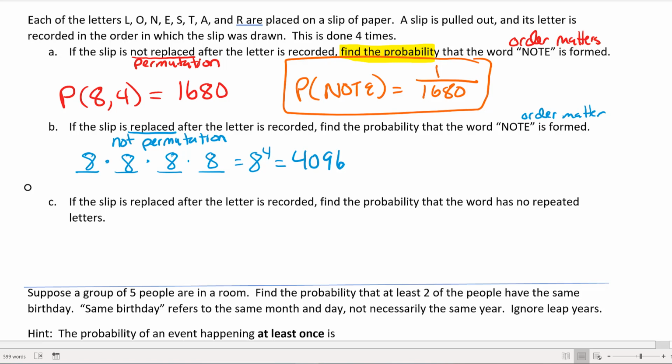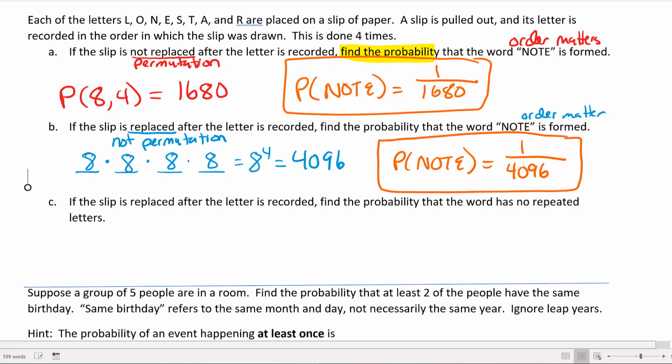recorded. So now, what is the probability of getting N-O-T-E? Well, we still only have one choice of getting the letters N-O-T-E in that order, but this time we have 4,096 possible ways because we keep putting the slip of paper back in, so it's less likely that these letters are going to come out the exact way we want them to.